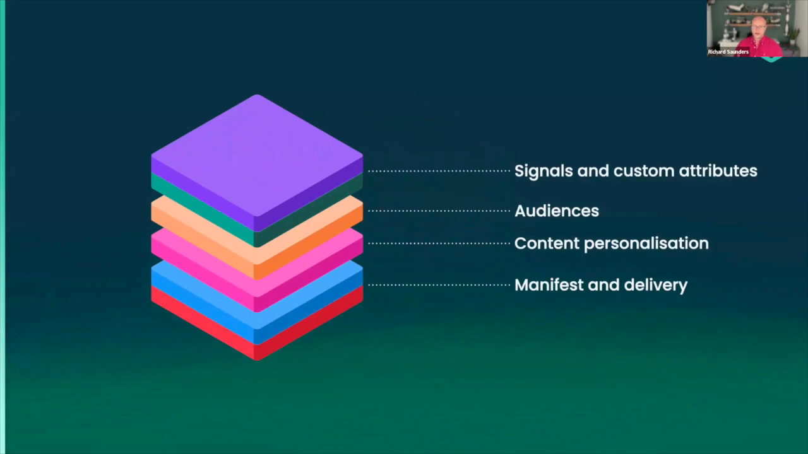Firstly, in this top layer, we have signals and custom attributes. Then signals and custom attributes enable us to build audiences, and audiences can then be applied to content to create personalized content for those particular audiences. And we have features within Contensis called manifest and part of the delivery process that take all those signals, custom attributes and audiences to deliver that personalized experience. So let's go into each one of those to get a better understanding of what we're looking at.